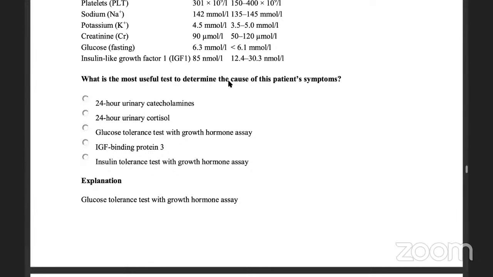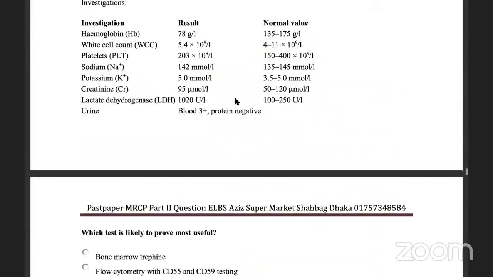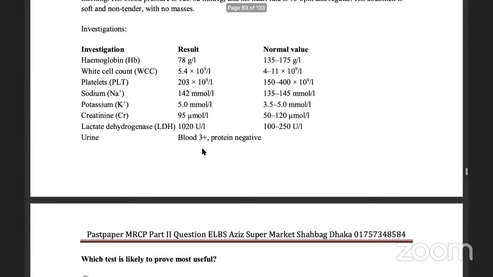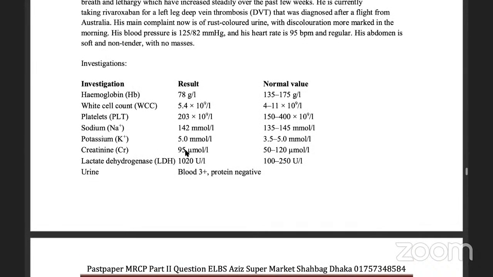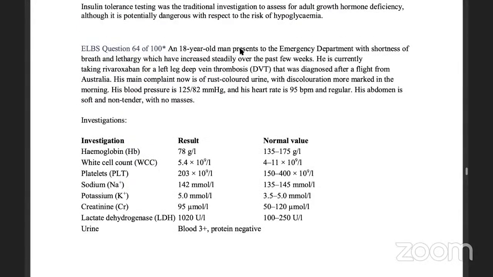Which test is likely to prove most useful? Urine blood 2+, protein negative, LDH is raised, and hemoglobin low. That means hemolysis is present. An 18-year-old man presents to the ED with shortness of breath and lethargy, which has increased steadily over the past few weeks, and he is currently taking rivaroxaban for a left leg deep vein thrombosis.